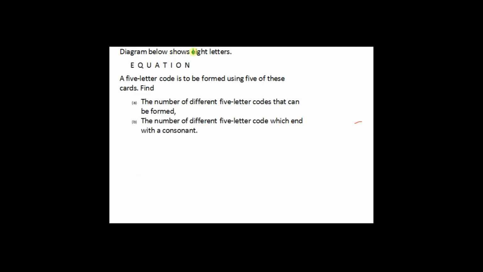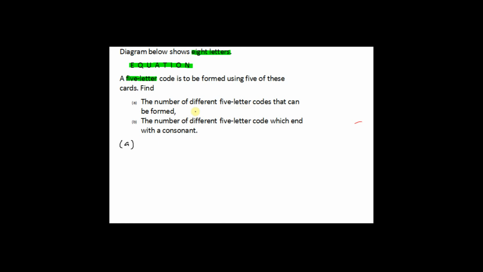The diagram below shows 8 letter cards. A 5-letter code is to be formed using 5 of these cards. So part A, we have to find the number of different 5-letter codes that can be formed. So this is a permutation question, because the order or the arrangement is important.